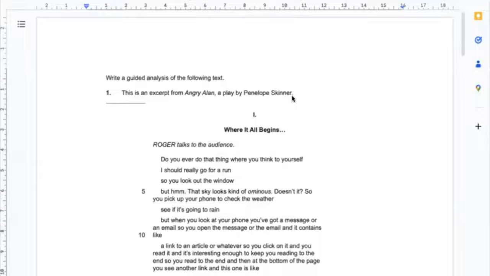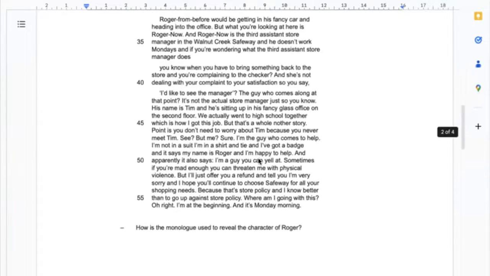All right, let me start with the first unseen text. This is an excerpt from Angry Allen, a play by Penelope Skinner. I already read the extract quite thoroughly, so let me move on to check the guiding question. As you all know, the guiding question lets us know what to focus on whilst reading this extract. And this guiding question asks, how is monologue used to reveal the character of Roger?